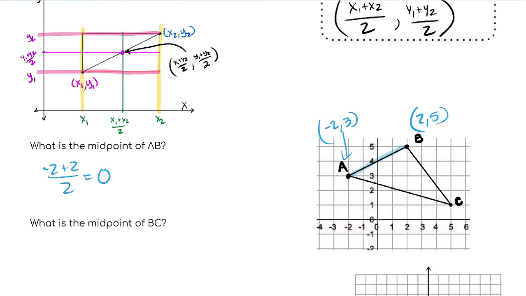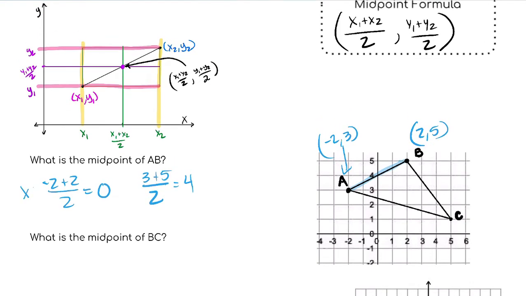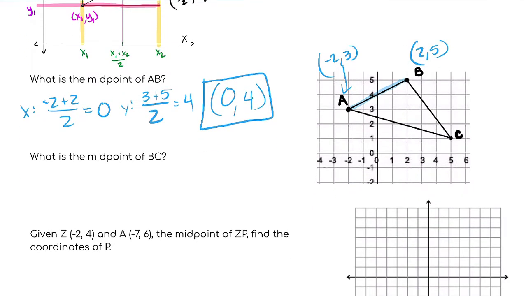And then for the y's, we are going to look at the y values, which is a 3 and a 5. We're going to average those. So that's going to give me 8 divided by 2, which is 4. And so the midpoint, we have the x value and we have the y value, and we write it as a coordinate. So we've got 0, 4. That is the midpoint of AB. And that's how you use the midpoint formula in a normal sense. We're going to see one in a minute that is like backwards, but I'm going to work that a different way.